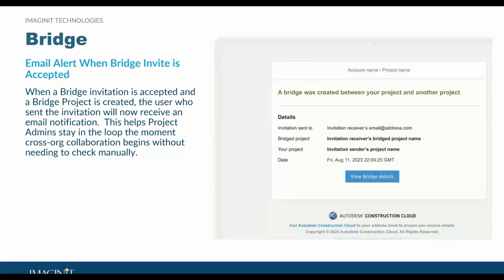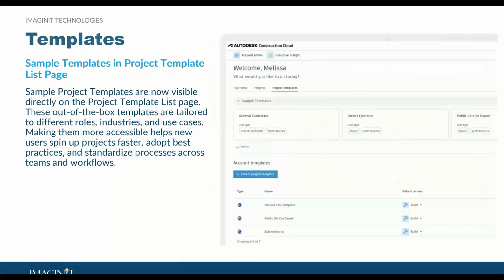All right, next we're going to move into templates. Sample templates are now visible directly in the project template list page. In previous releases, those out-of-the-box Autodesk templates existed, but they were tucked away. By that, I mean that a lot of teams didn't even know that they were available. So with this update, they're front and center, right where you can create or clone your new projects.